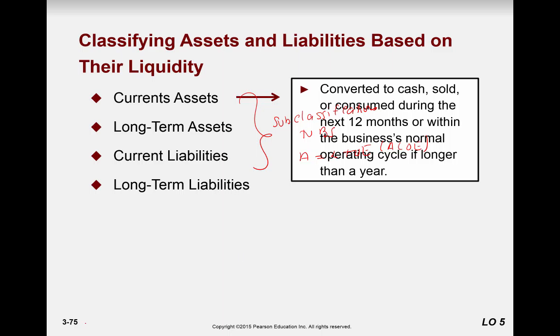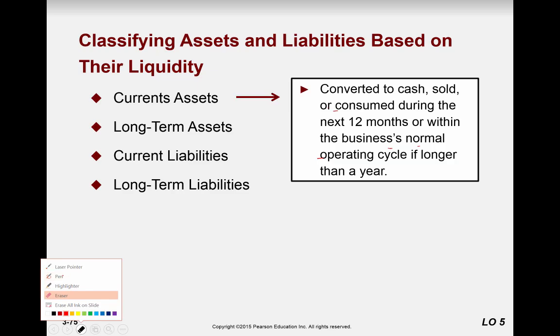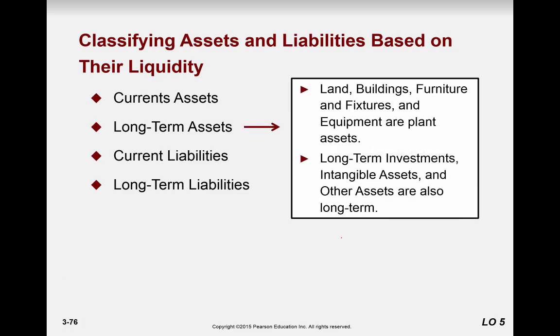So current assets are usually converted within 12 months. So that's why they're considered current, because you're going to convert those assets into cash relatively quickly. Now, long-term assets are usually the tangible and intangible assets like property, plant, and equipment, and then intangible assets like copyrights, trademarks, etc.